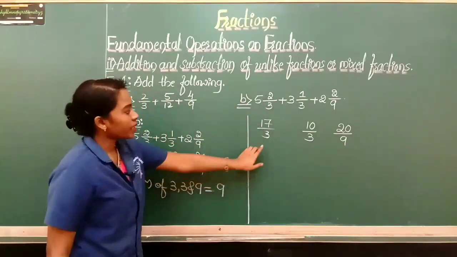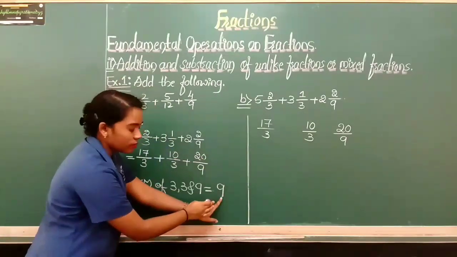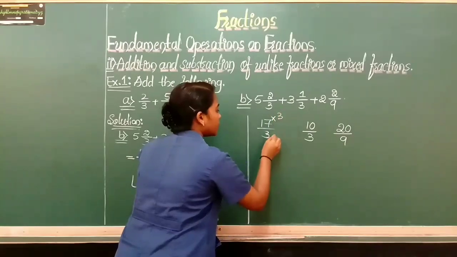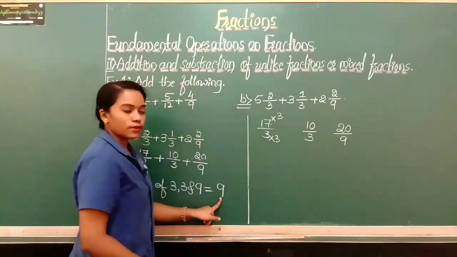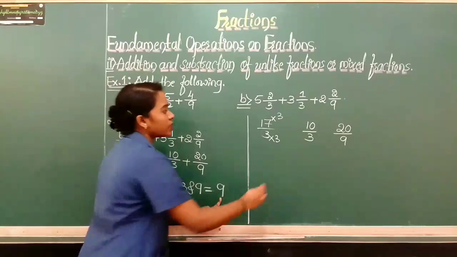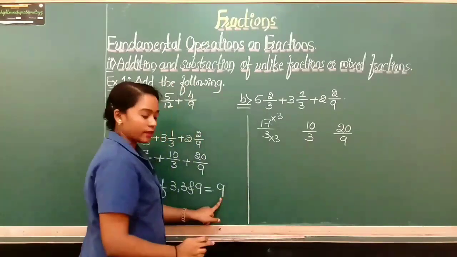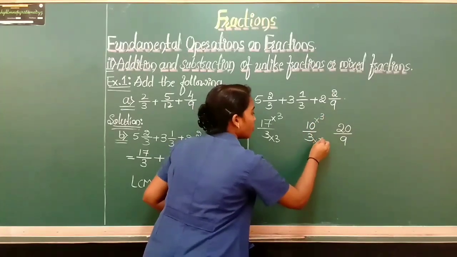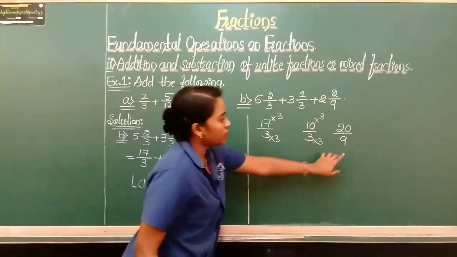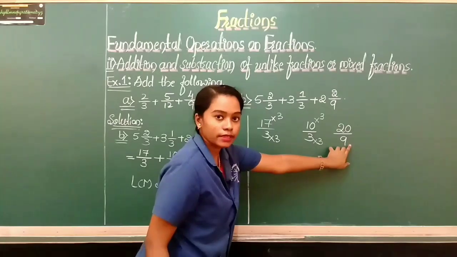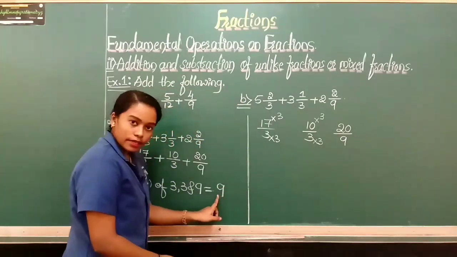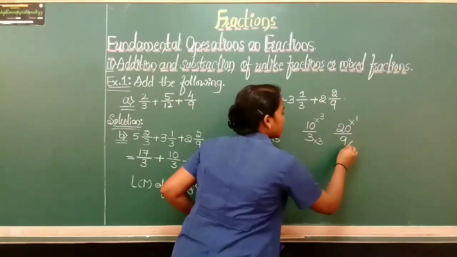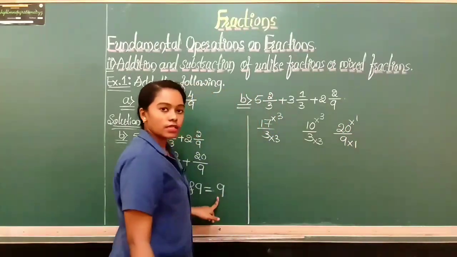Now, tell me, 3 how many are 9? 3 3s are 9, and that 3 we multiply to the numerator as well as the denominator. 3 how many are 9? 3 3s are 9. The same step we have to follow. Now, here we have denominator 9. 9 how many are 9? 9 1s are 9. That 1 we have to multiply to the numerator as well as the denominator.